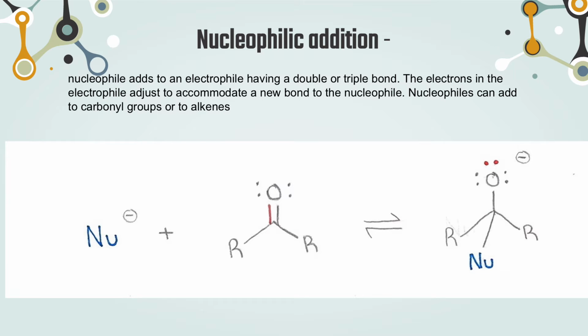Here's an example of nucleophilic addition. So blue is for our nucleophile and red represents our electrophile. The addition of the nucleophile pushes the electrons onto the oxygen, making it a negatively charged compound. And this creates our new carbonyl compound.